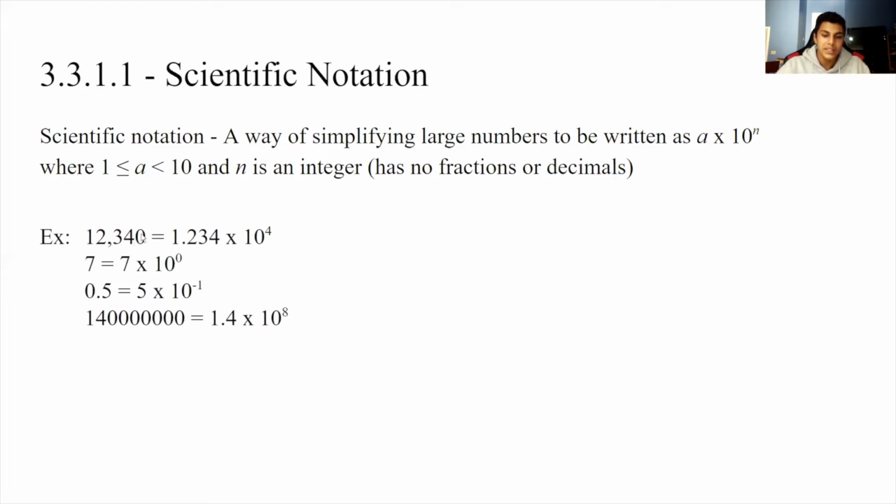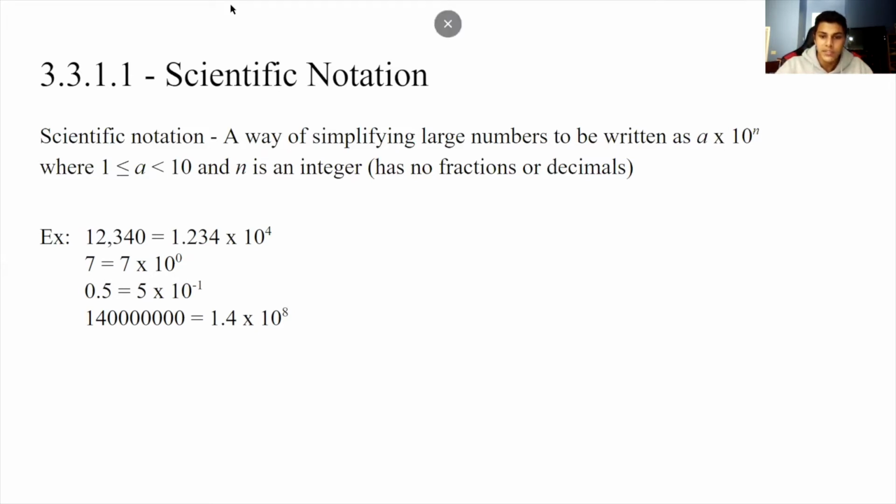12,340 can be written in scientific notation as 1.234 times 10 to the power of 4. 7 can be written as 7 times 10 to the power of 0. 0.5 can be written as 5 times 10 to the power of negative 1. And 14 million can be written as 1.4 times 10 to the power of 8.